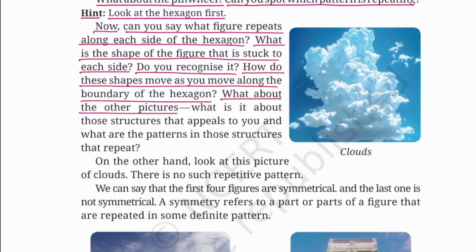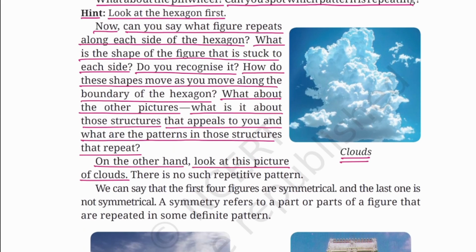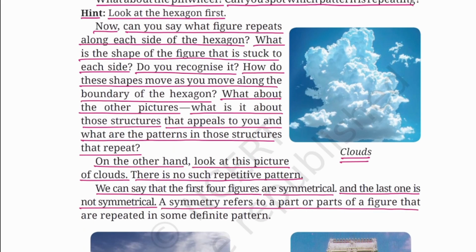What about the other pictures? What is it about those structures that appeals to you, and what is the pattern in those structures that repeat? On the other hand, look at this picture of clouds. There is no such repetitive pattern. We can say that the first four figures are symmetrical and the last one is not symmetrical. A symmetry refers to a part or parts of a figure that are repeated in some definite pattern.